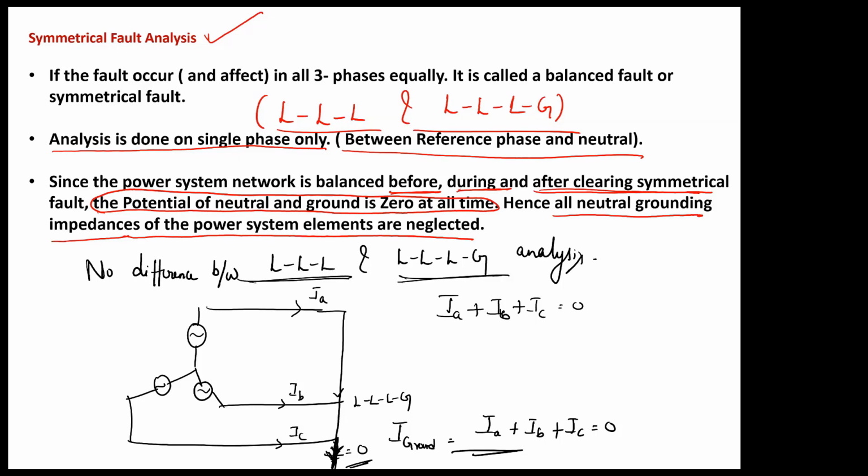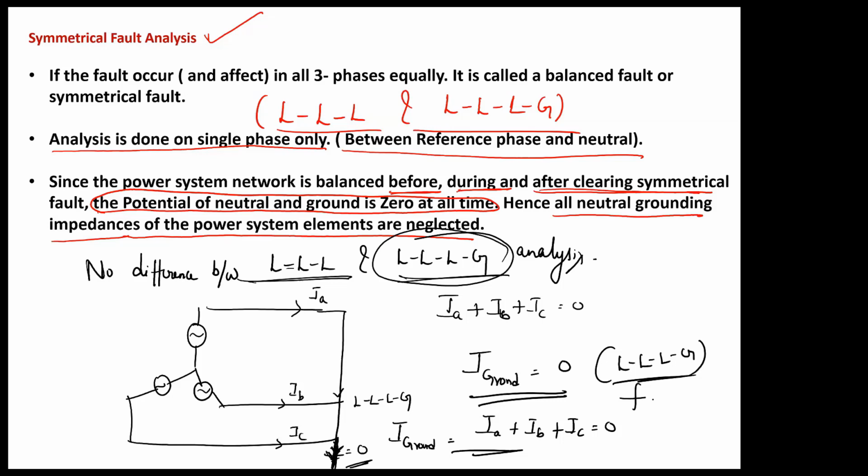Many people think that some current will flow through the ground in triple LG fault, but absolutely no current will flow through the ground. Understand? So analysis of triple L and triple LG fault is exactly the same. And the second important point is, current flowing through the ground is 0 during triple LG fault. Understand? Okay.